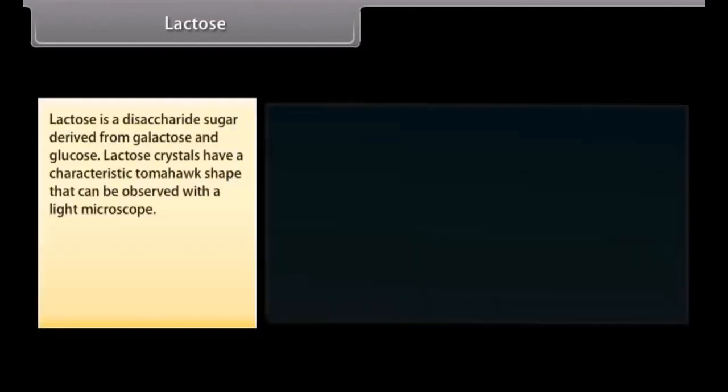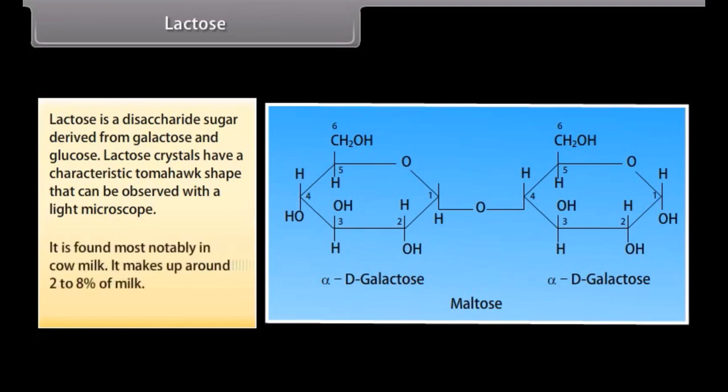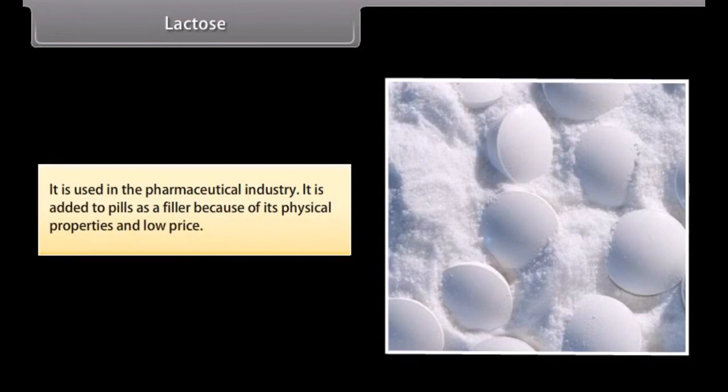Lactose. Lactose is a disaccharide sugar derived from galactose and glucose. Lactose crystals have a characteristic tomahawk shape that can be observed with a light microscope. It is found most notably in cow milk. It makes up around 2 to 8% of milk. It is used in the pharmaceutical industry. It is added to pills as a filler because of its physical properties and low price.